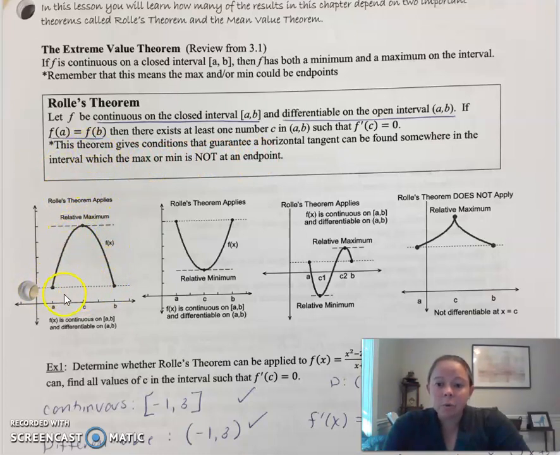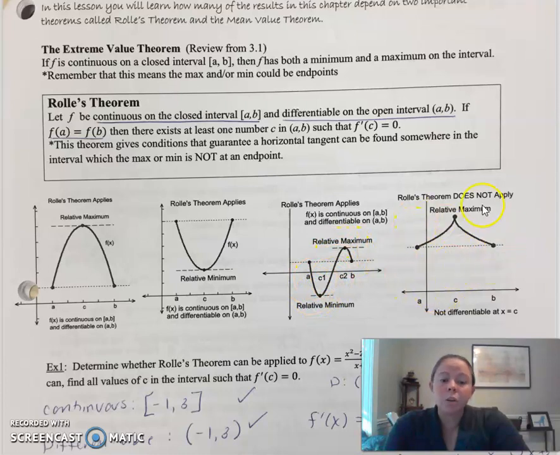We found a c where, to get from A to B, we had to curve around, and that created that slope of 0 there, where the derivative equals 0. So here are some more examples where we're continuous, differentiable, and the endpoints equal each other. Sure enough, we have a place where the slope is 0. And in this case, we had two places.